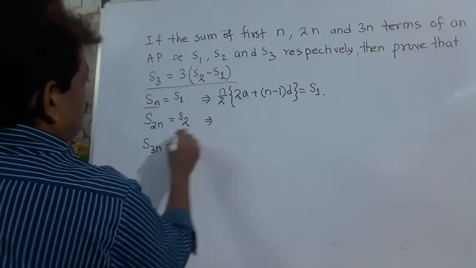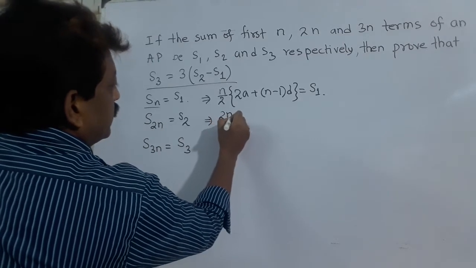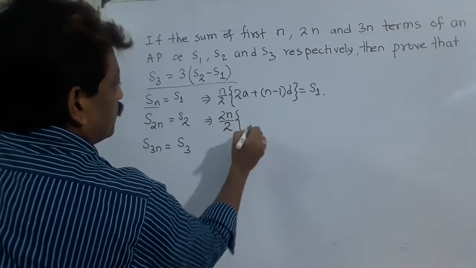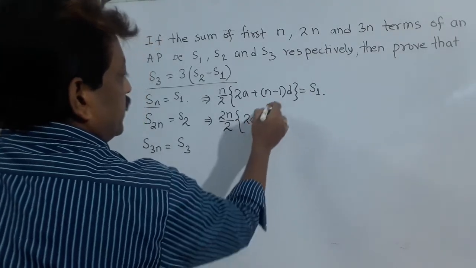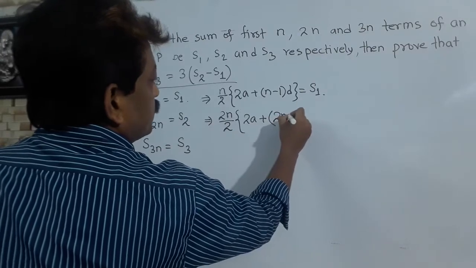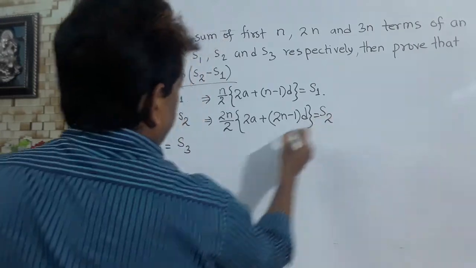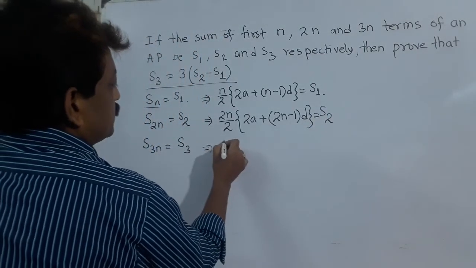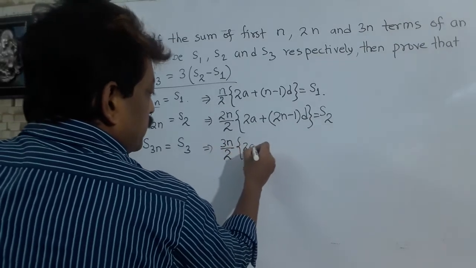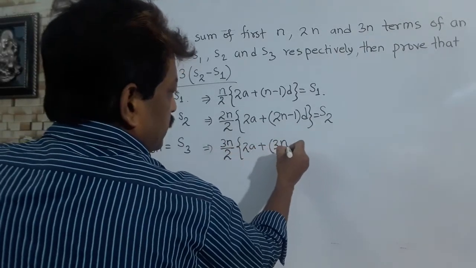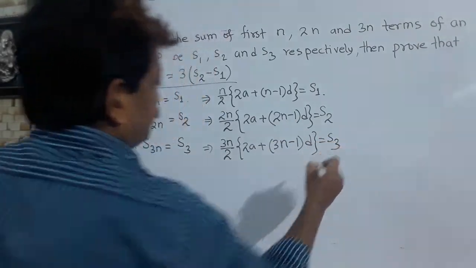And here now it is the sum of the first 2n terms. So this will be 2n upon 2, then bracket 2a plus, inside the bracket, 2n minus 1 multiplied with d. This is S2. And S3 means 3n upon 2 bracket 2a plus 3n minus 1 multiplied with d, and this is equal to S3.